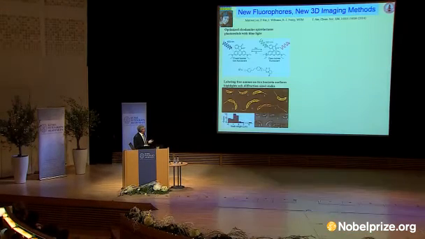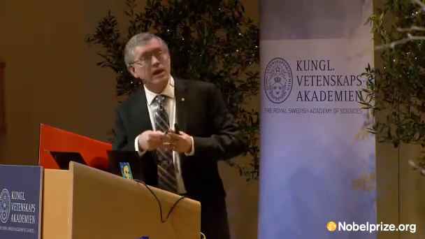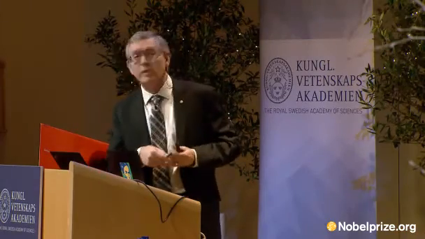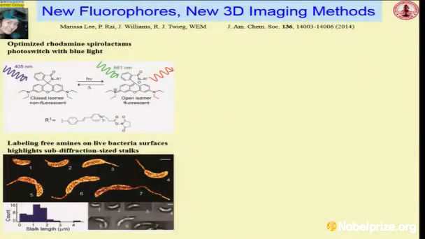Okay. As one final example, I want to talk a little bit about the frontiers in this area. We need new fluorophores, and we need new imaging methods. Let's have some quick examples of that. In the case of fluorophores, here's a particularly interesting molecule called a rhodamine spirolactam that has a closed form where the molecule is off and an open form where the molecule is fluorescent. And by modifying the structure of the molecule using friends in synthetic chemistry from Bob Twieg's lab, we can make this molecule switch with blue light so that you don't damage the cells as much.